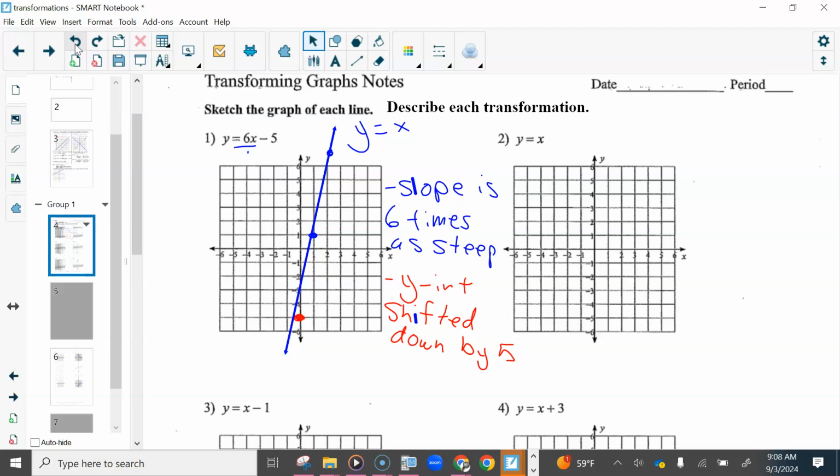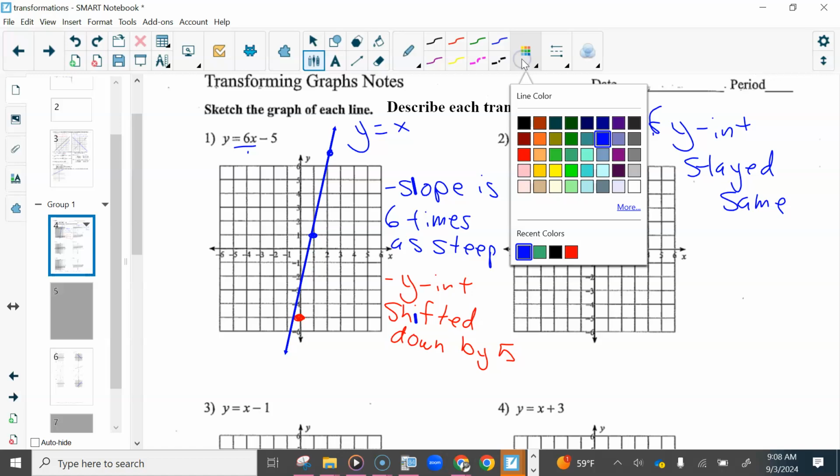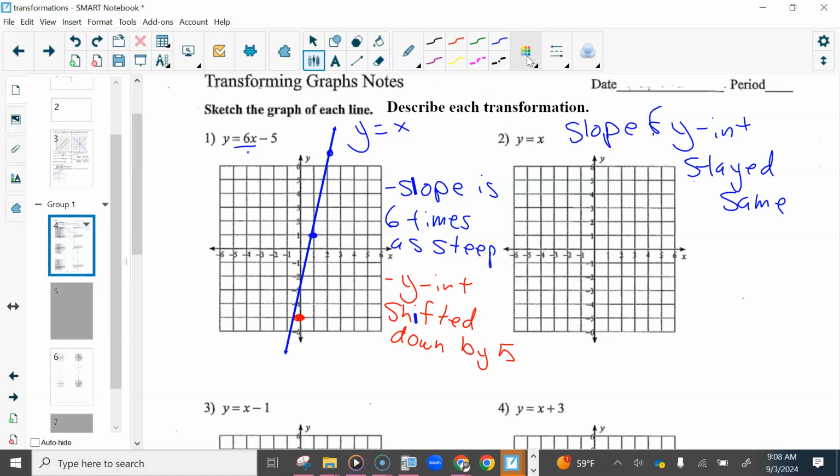For the second one, what changed? Nothing. Everything stayed the same. So I would say slope and y-intercept stayed the same. I would go ahead and graph that, starting at my y-intercept, which is 0. And then the slope is 1. Up 1, right 1 as many times as possible. And left 1, down 1, left 1 as many times as possible.